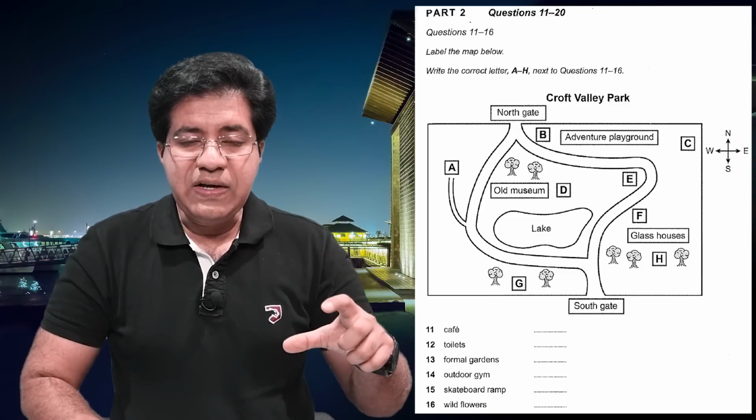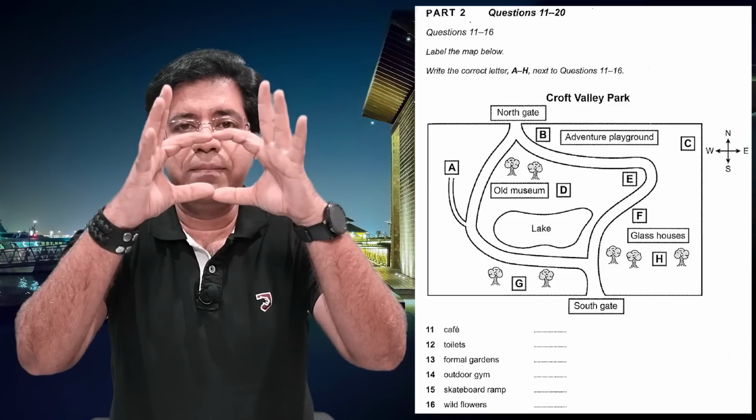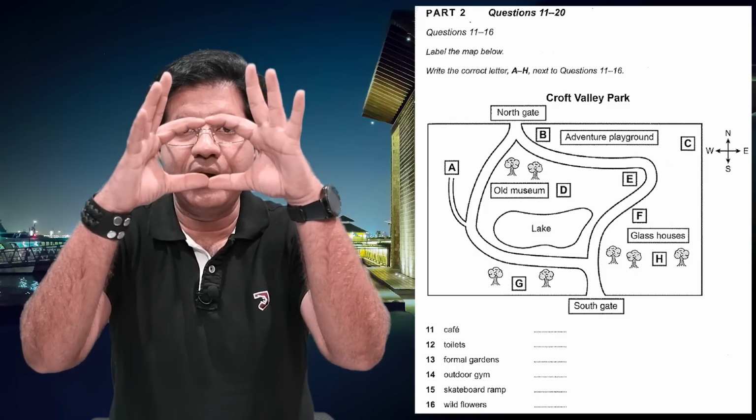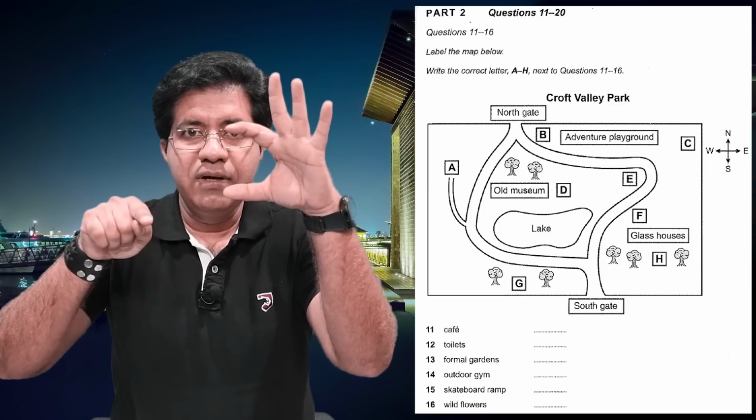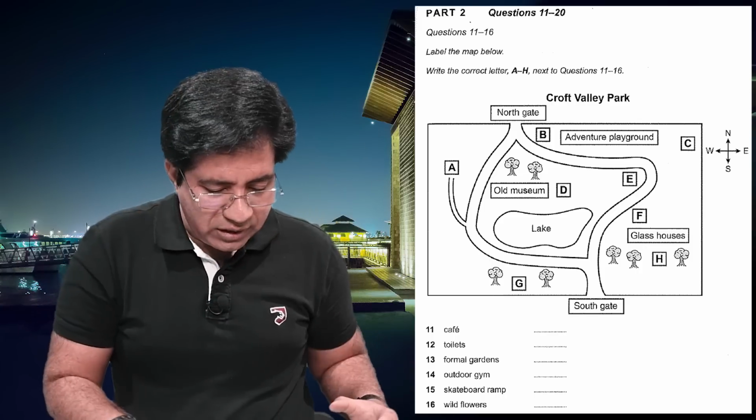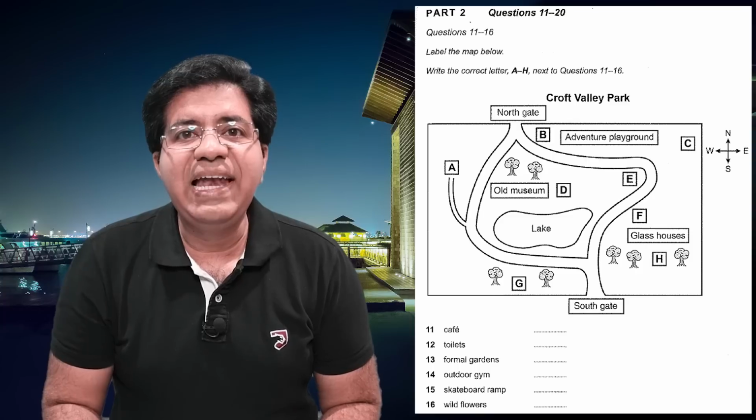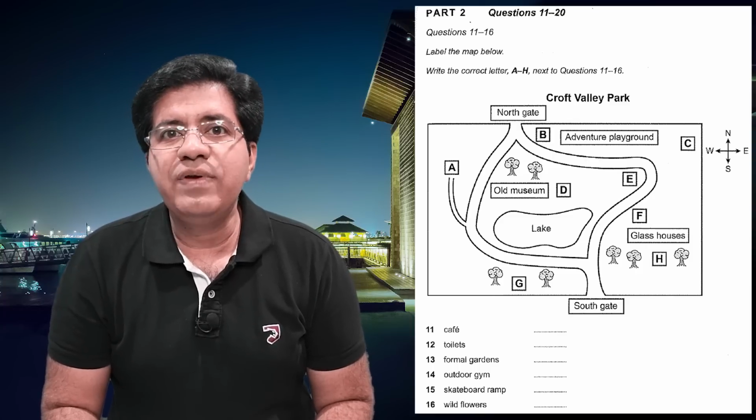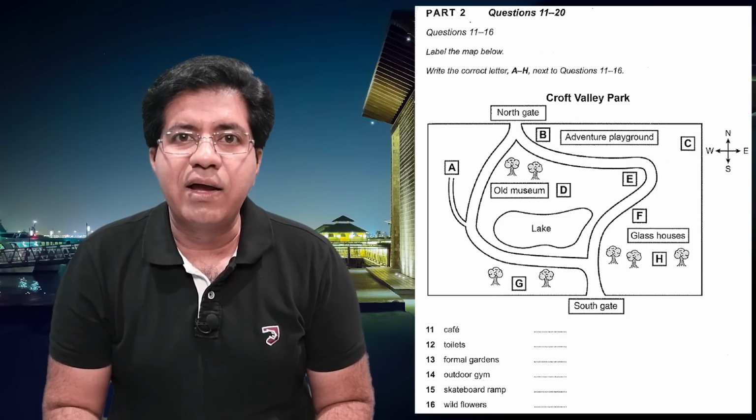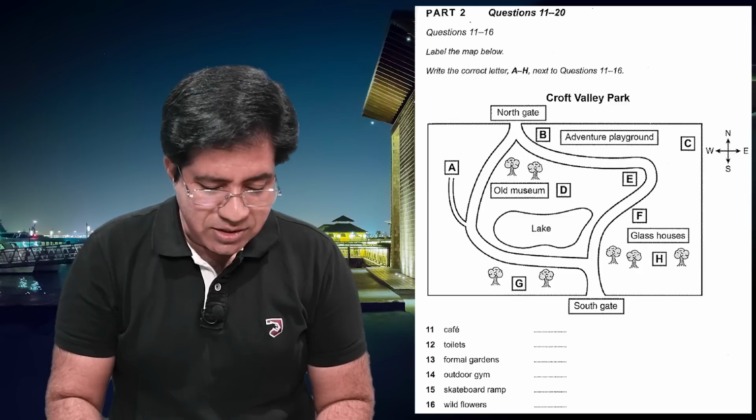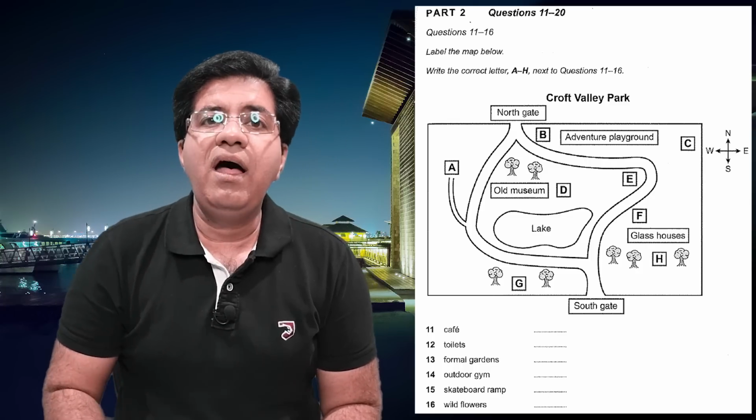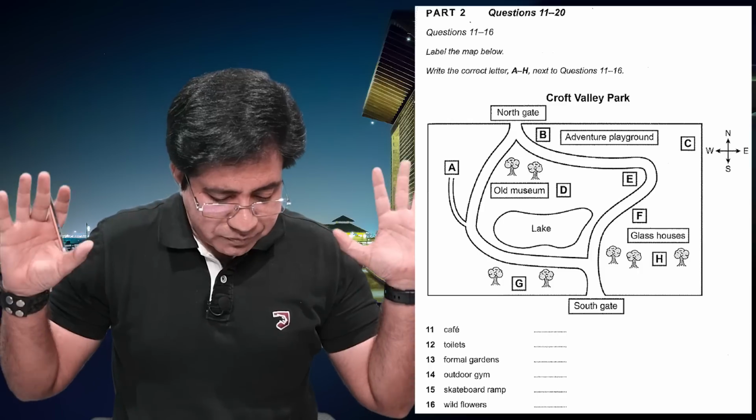First of all, take a look in the corners of the map. If the map is like a square, you should see above, below, on the right, on the left. So you can see the title is Croft Valley Park. Now we understand it's actually a park. So it's a map of a park, the first thing.